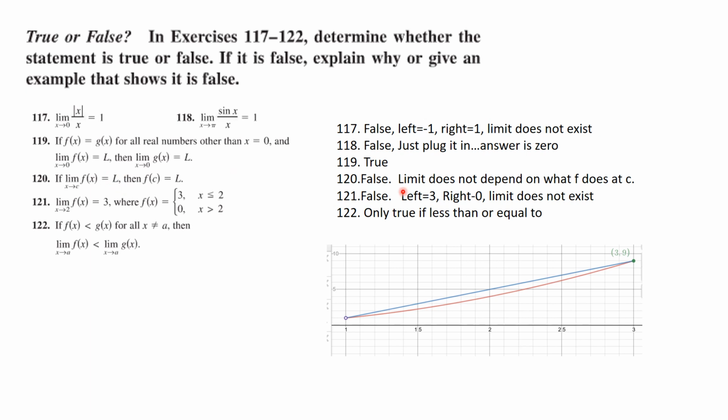Number 120, the limit does not depend on what f does at c. That's false. Let's see, this one, number 121, is false. The left limit was 3, the right limit is 0, the limit does not exist. And for 120, notice that it does make a difference.